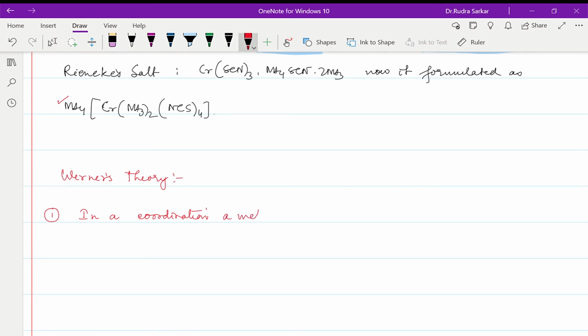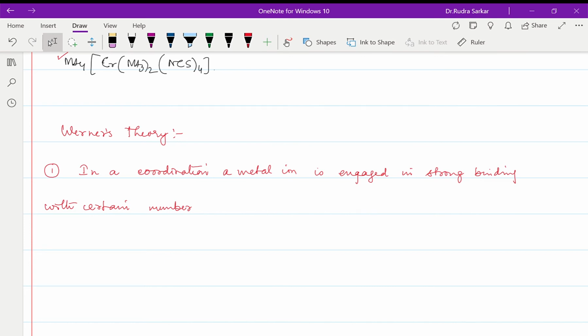a metal ion is engaged, that means linked, in strong binding with a certain number of neutral and or anionic groups in the first sphere of attraction.